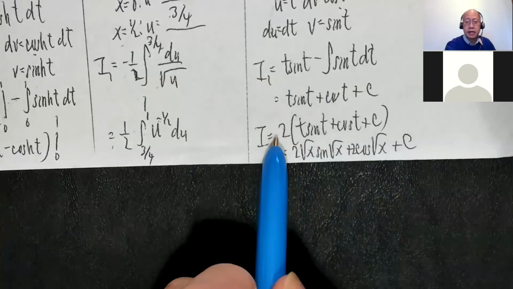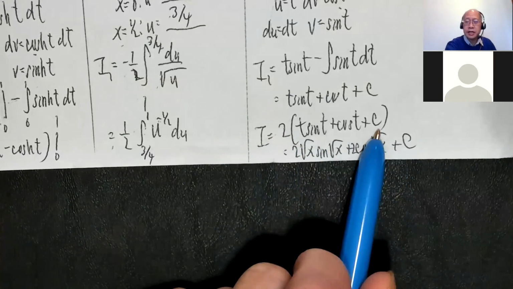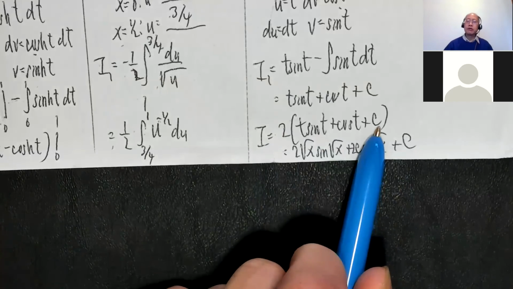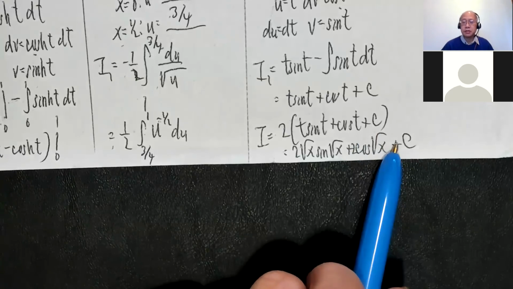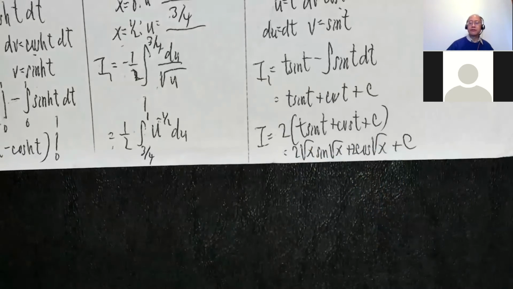Again, word of explanation. Yes, plus 2c, but c is any arbitrary real number. So 2c can just be put down as c. In fact, you should put it as c. That's the most general way to write the answer. So not plus 2c, just plus c. So there we have it for that.